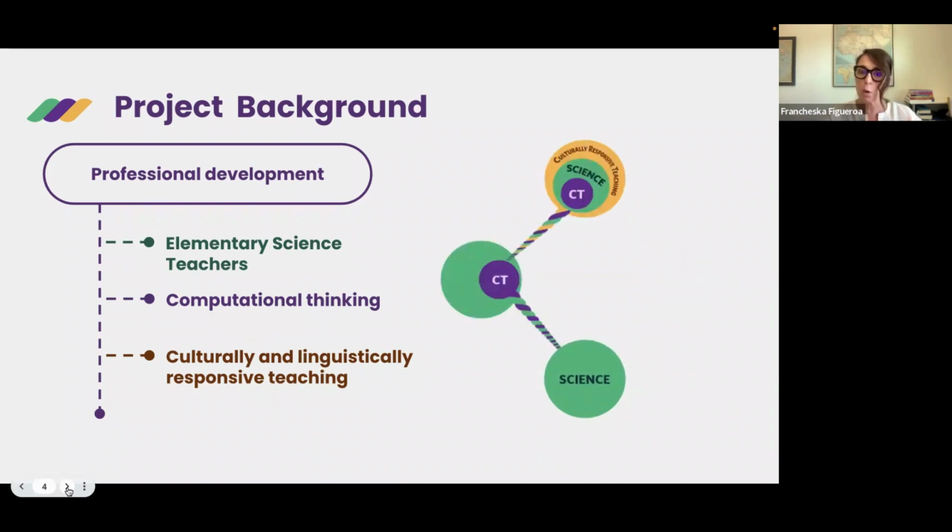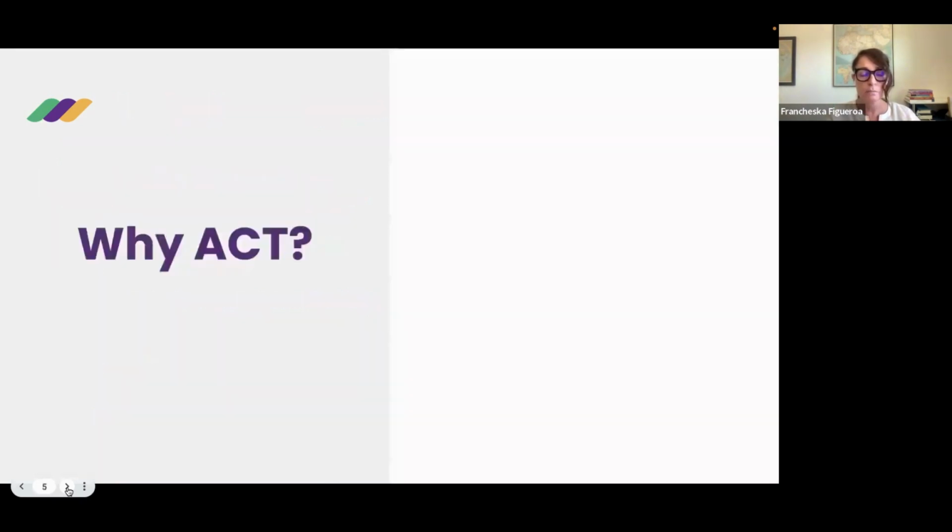So there is not just one approach of how to create these lessons, but the idea is at the end of their lesson planning and the final product, they will give students opportunities to engage in science using computational thinking around a culturally and linguistically responsive teaching pedagogy.